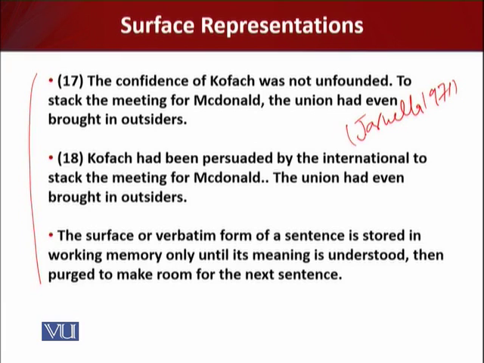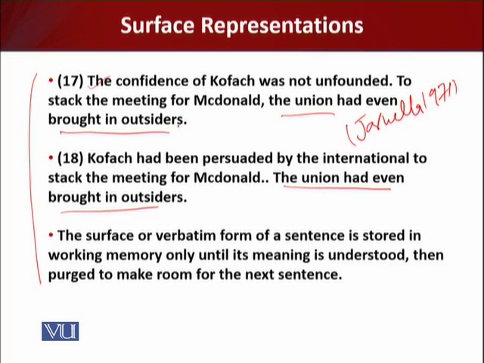The confidence of Kofash was not unfounded to stage the meeting for McDonald's. The union had even brought in outsiders. Then, two versions of the passages were created. The other was: Kofash had been persuaded by the International to stage the meeting for McDonald's. The union had even brought in outsiders.